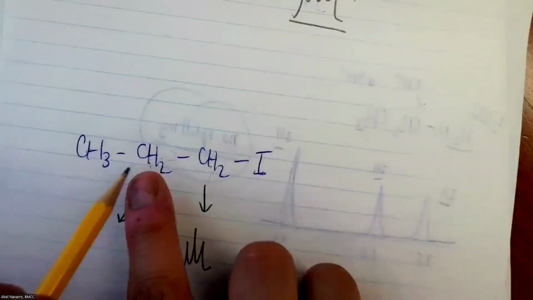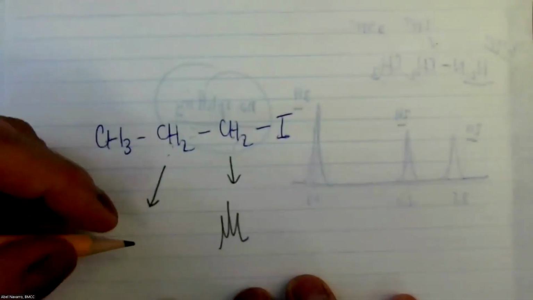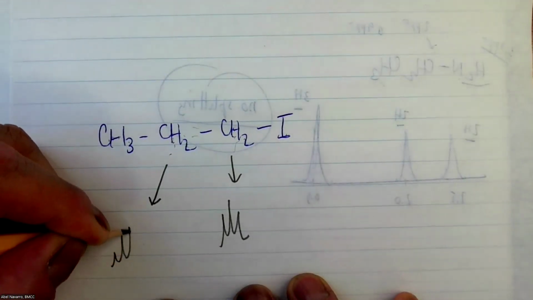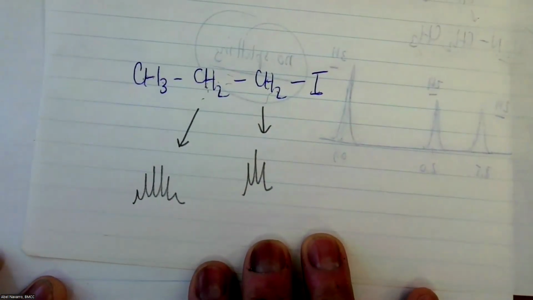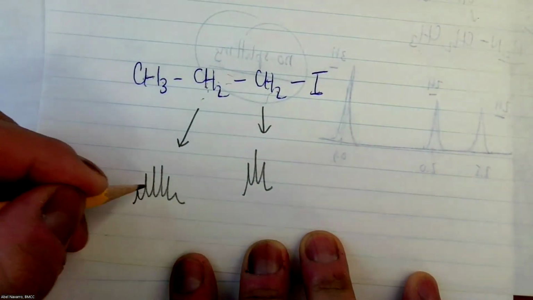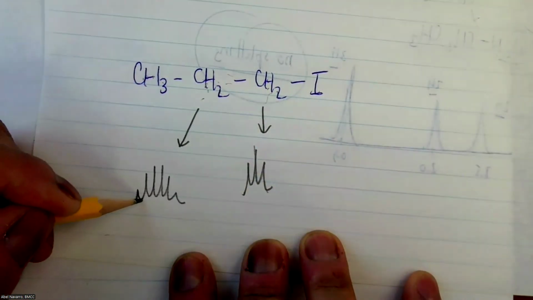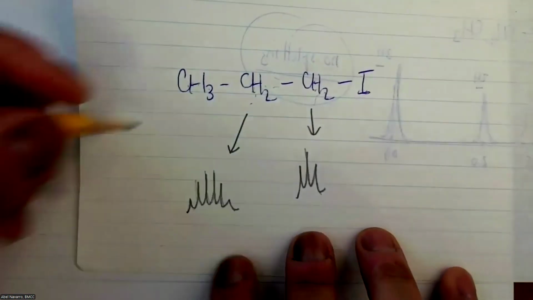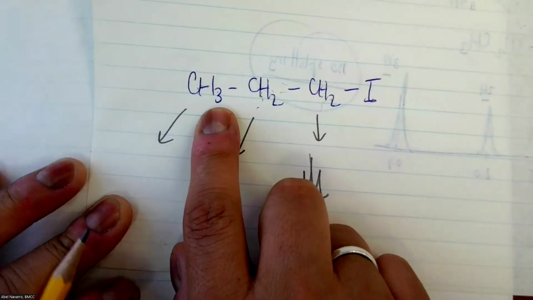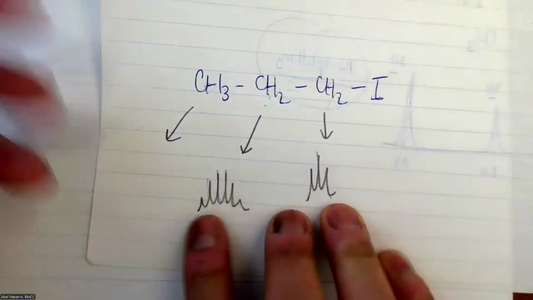Okay, now this one. Neighbor on the left, 3. Neighbor on the right, 2. 5 plus 1, 6. This one is going to be a sextet. And you see how it's kind of symmetrical, right? The splitting: medium, tall, medium, tiny, medium, tall, tall, medium, tiny. So it's the same. What about the splitting of this one? The neighbor is a CH2, 2 plus 1, 3. So this guy is a triplet.